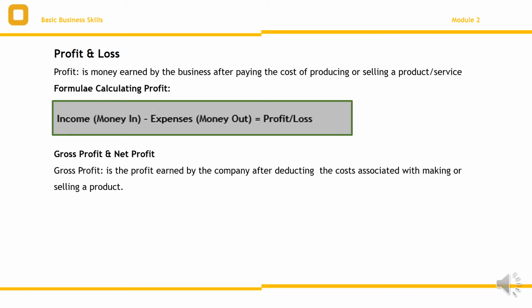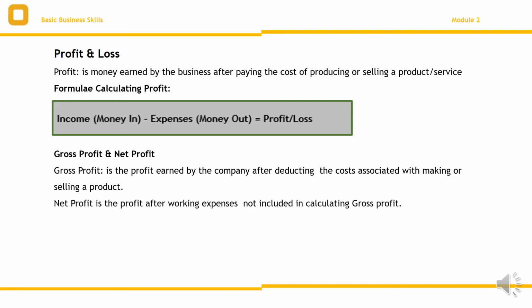So gross profit is the profit that you make after you have subtracted what we call your cost of sales. So your gross profit is your sales minus your cost of sales. What are cost of sales? Cost of sales are the costs that are associated with making or selling your product or your service.